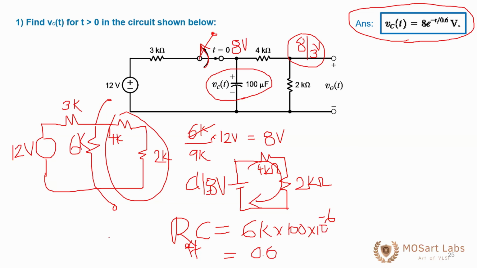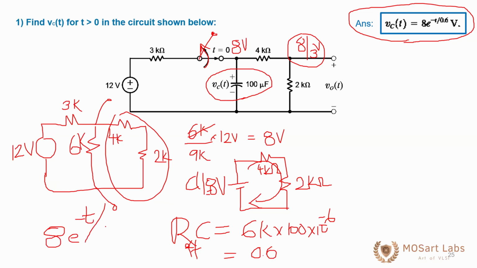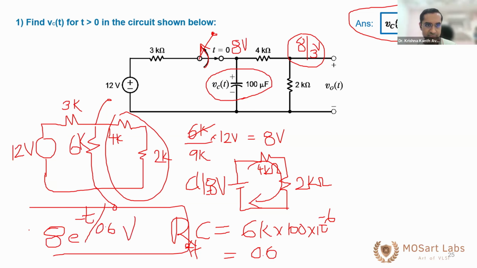So now blindly can I say the voltage across the cap is the initial condition, 8 volt, into e power minus t by RC, tau, with tau of 0.6? That's it. That is your answer. Agree? Everybody agrees to this? So is this clear? Again, no differential equation, nothing. You are remembering the solution to the differential equation, e power minus t by tau. Calculate the initial condition, calculate the final condition, estimate your time constant. That is important: correctly estimating the time constant.